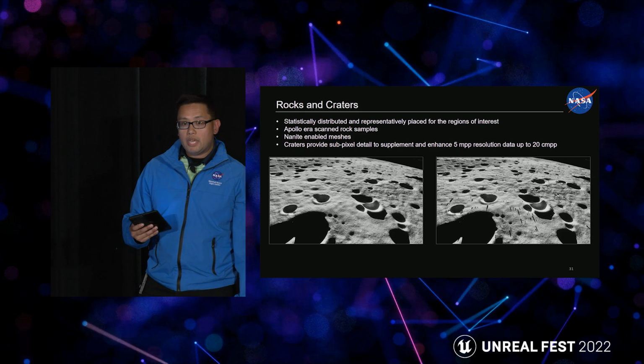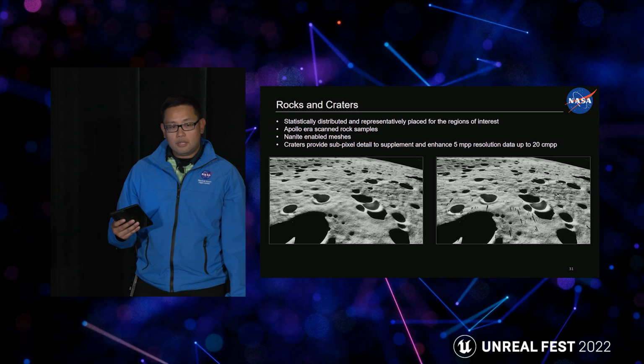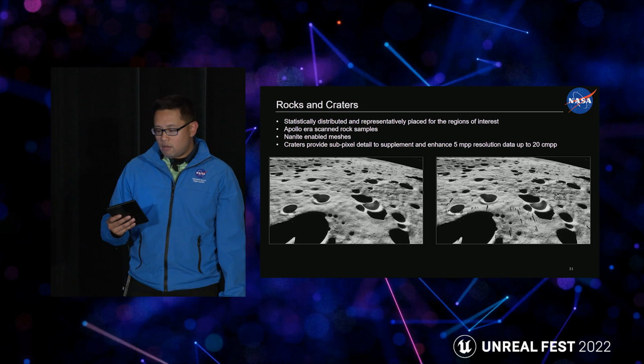These craters are then embedded into our DEM files, and by doing so, we upscale this data to essentially 20 centimeters per pixel. Because we place hundreds of thousands of rocks in any given site of interest, we enable Nanite on all the rock meshes to help with performance.